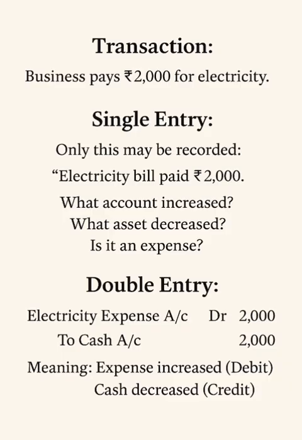Real-world example comparison. Transaction. Business pays Rs 2000 for electricity. Single entry. Only this may be recorded. Electricity bill paid Rs 2000. Missing information. What account increased? What asset decreased? Is it an expense? Double entry. Electricity expense account debit Rs 2000. To cash account Rs 2000. Meaning, expense increased, so debited. Cash decreased, so credited. This gives complete clarity.